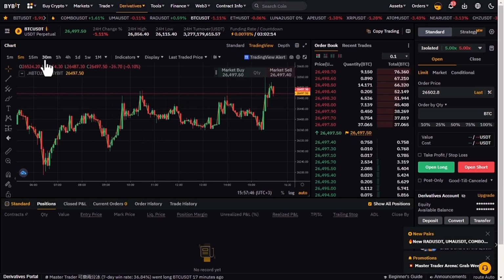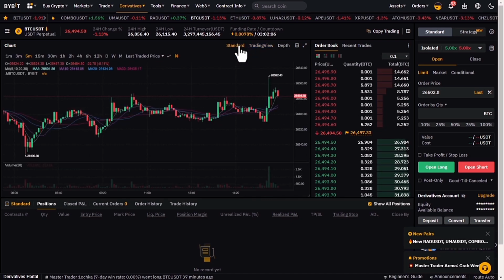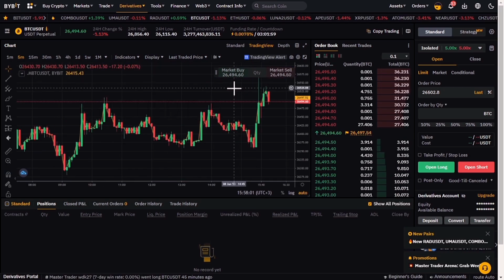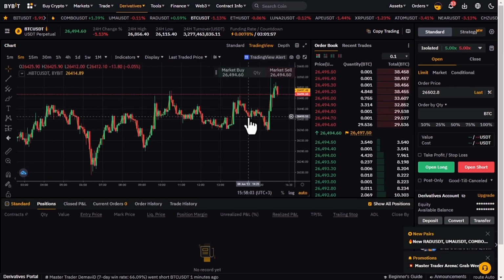Then previously I talked about TradingView platform. So it has different types of modes. You can put it on the standard, which I highly do not recommend. The TradingView is showing more depth and more details. But, you know, trading with the exchange chart is a little bit tricky because it's good. The animations are better, but I myself am used to TradingView.